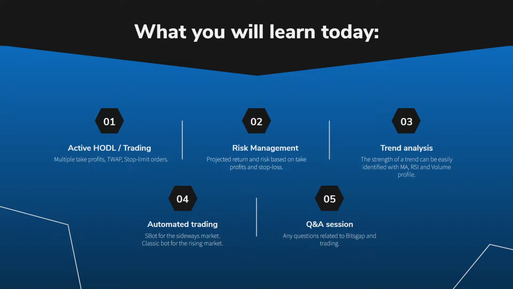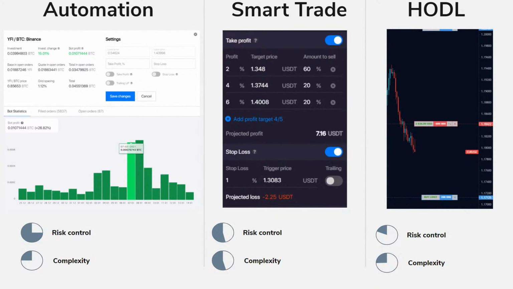And that's thanks to the Bitsgap instruments, because we have automation, we have smart trading, and we have this opportunity to manage your investment portfolio, basically for Hodl purposes. So that's what we will discuss today: automation, smart trade, and Hodl. And we will discuss them in terms of risk control, complexity, and basically risk to reward ratio.